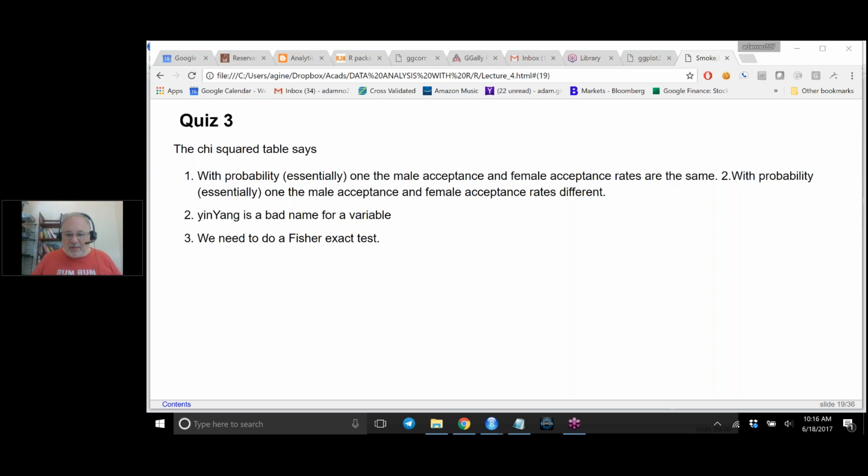I'm just tabulating. We need to do a Fisher exact test, and with probability 1, male and female acceptance rates are the same. Okay.